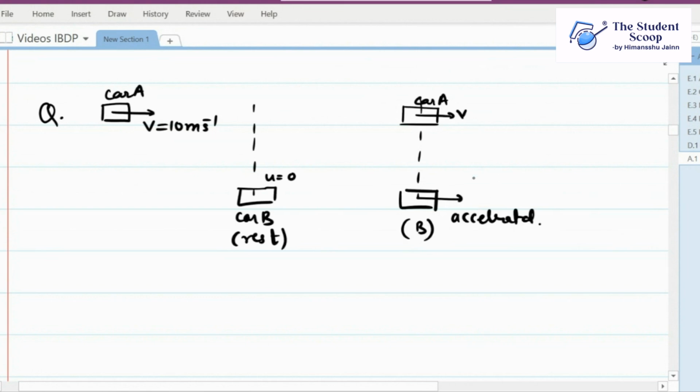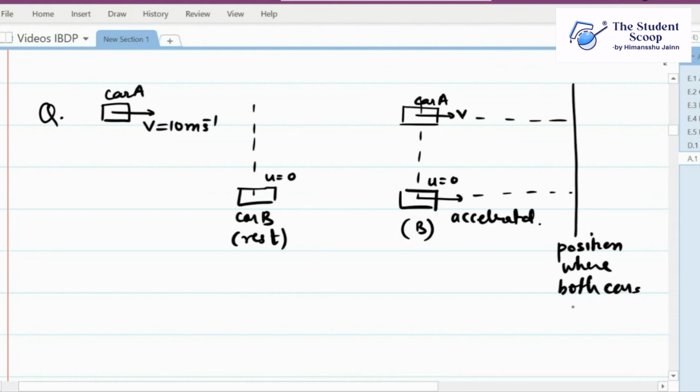Now we have to find at what instant of time, or how much time it will take, for both of the cars to meet at a particular point. Because when car A passes car B, car B will just start from zero. So it will gain some velocity after some time. And meanwhile, car A has moved forward. So we have to figure out when they will meet at the same point. Okay. So this is a position where both cars meet. Okay. So we can calculate this.